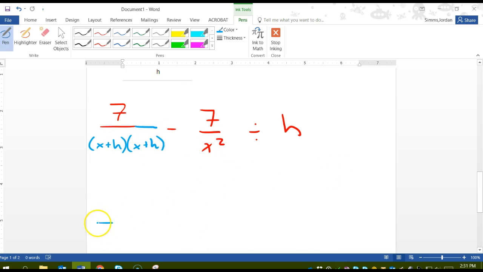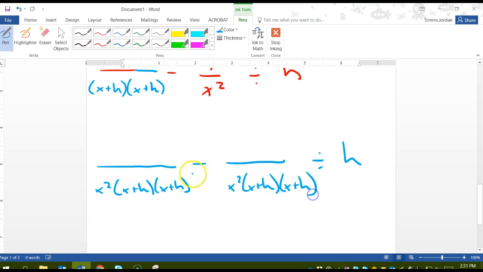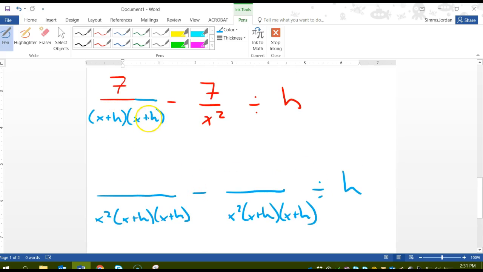So our LCD, and I'll write this divide by h again. We're not going to go there yet. Our LCD, x squared, x plus h, x plus h. I'll write the same thing over here. Okay, so the only difference here, I have an x plus h and an x plus h here. I have a 7 already. So the only difference is I'm multiplying down below by x squared, so I'm going to do the same up top. This is now an equivalent fraction to this.